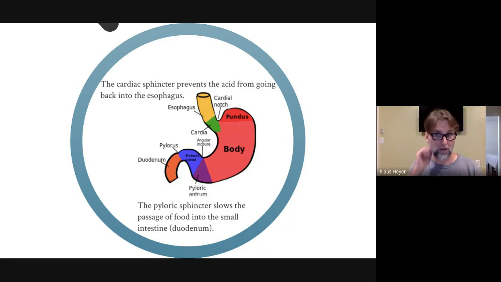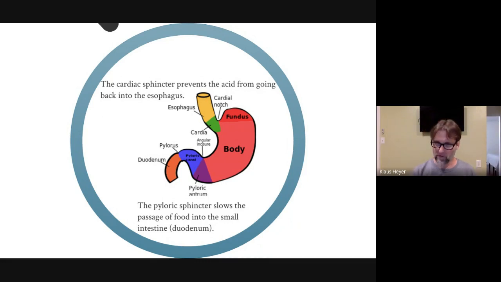And you want that to close because you don't want any of that acid going back up into the esophagus. Remember, the stomach has a layer of mucus protecting it. The esophagus doesn't. So that's going to start to burn your esophagus after a while, and that's what heartburn is, or gastric reflux. It's getting past the cardiac sphincter, going back up into the esophagus.